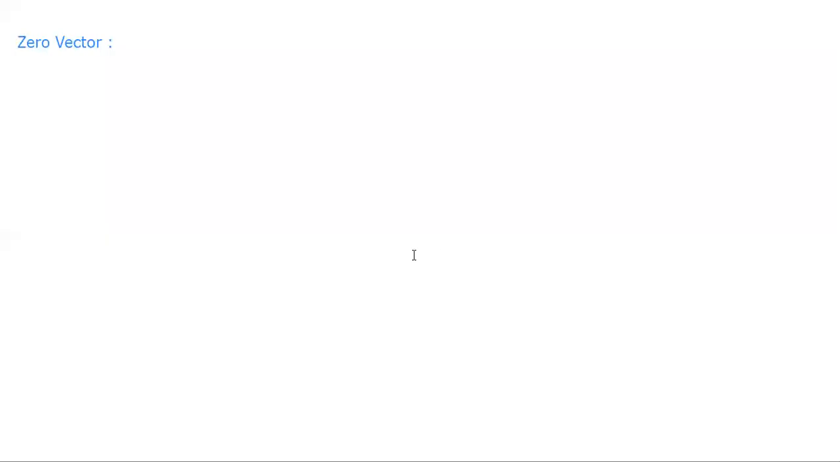In the last video, we discussed what is a scalar quantity, vector quantity, what is a vector, what is a position vector, what is a displacement vector. The next topic is zero vector. Just as the number zero is important in real number operations, the concept of zero vector is significant and useful in vector operations also.